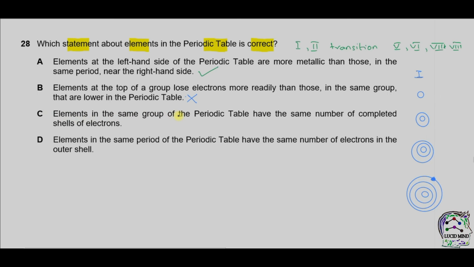Part C. Elements in the same group of the periodic table have same number of completed shells of electrons. This is incorrect, as we have seen that as we move down in the same group, the number of shells increase. Part D. Elements in the same period of the periodic table have the same number of electrons in the outer shell. Now this is incorrect, because elements present in the same period, they have same number of shells. Elements present in the same group have same number of electrons in the outer shell. So statement D is also incorrect. Correct answer is therefore A.